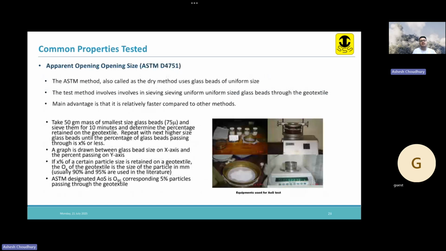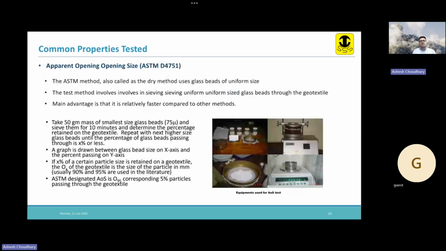Now, as we said, there is a property known as the apparent opening size. This property is very important. The ASTM method, also called the dry method, uses glass beads of uniform size. You use small glass beads of uniform size to determine the apparent opening size. The test method involves sieving uniform size glass beads through the geotextile.